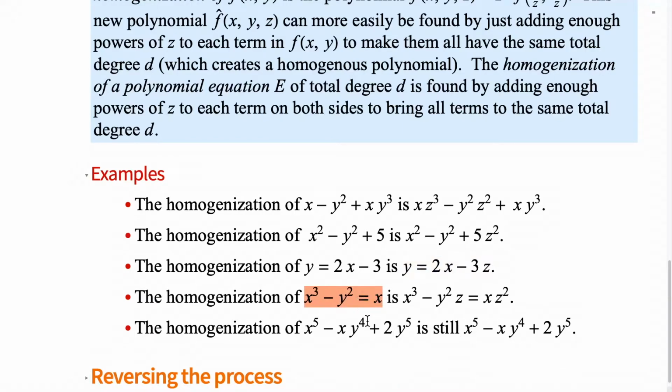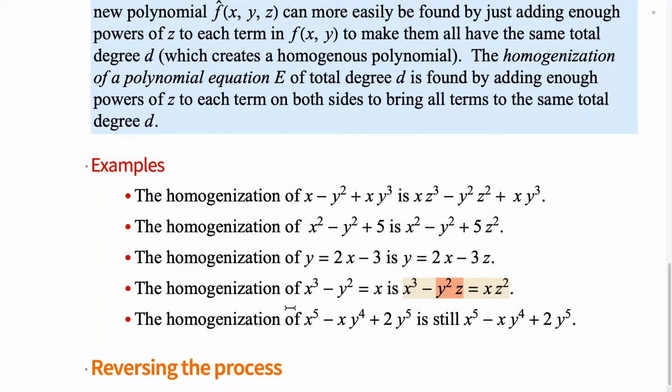Likewise, if you have the equation x cubed minus y squared is equal to x, and you want to homogenize it, that's degree 3, degree 2, degree 1. We've got to bring it all up to degree 3. The first term was already okay. We'll make that minus y squared z to get that up to degree 3, is equal to xz squared.